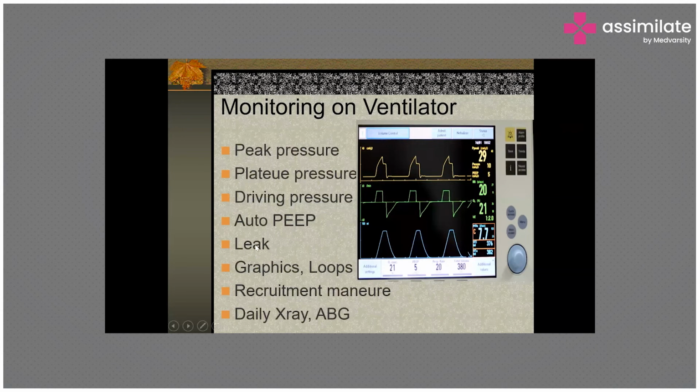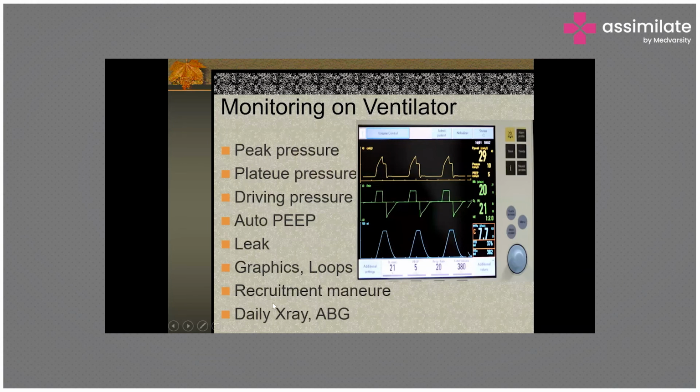As I already told you, leak has to be monitored, and graphics and loops also should be monitored. Any parameter monitored against time, we call it scalar graphics, and there are loops also. When one parameter, volume versus pressure, is monitored against each other, it will be a loop. That itself is a big discussion, and we can discuss it probably in the next lectures about ventilator graphics and loops.